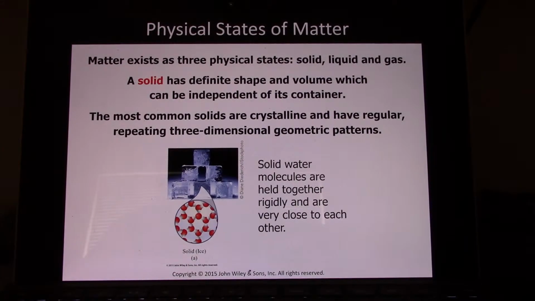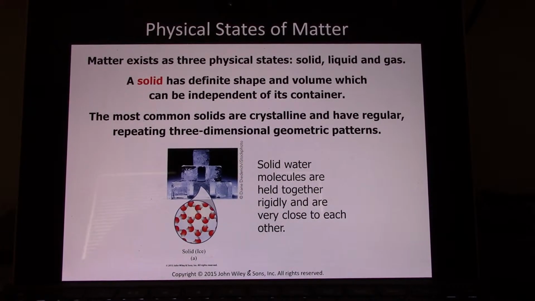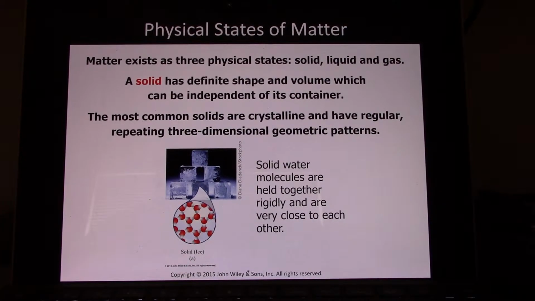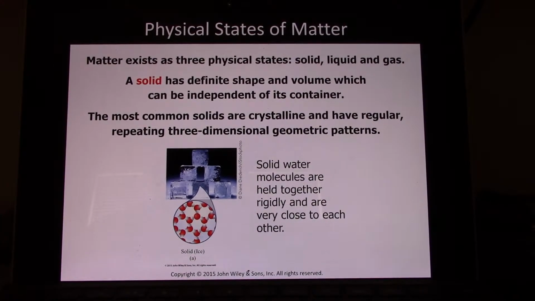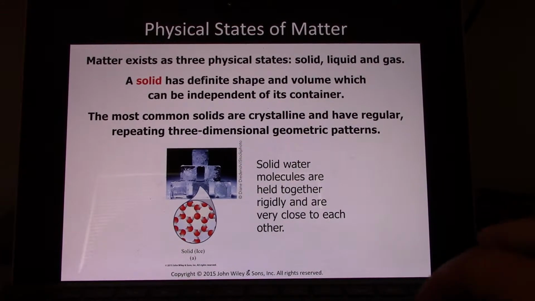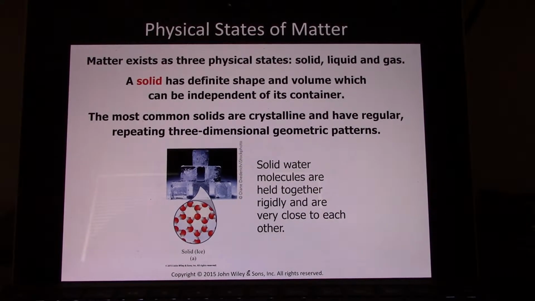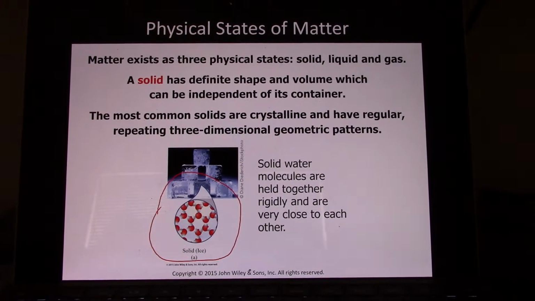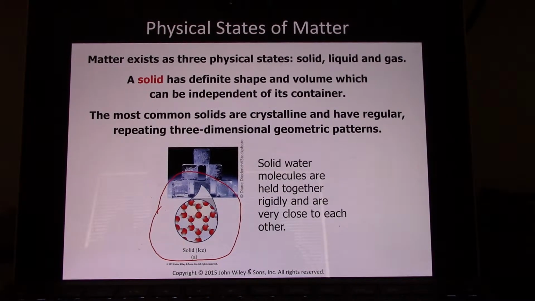So, solids, liquids, and gases. A solid has a definite shape and a definite volume. The intermolecular forces are so strong that the molecules hold together and hold their shape. And so here we see ice. Ice is a crystalline solid. There are two types of solids, crystalline and amorphous. In a crystalline solid, as we can see over here, it forms a regular repeating three-dimensional lattice, and that is a crystalline solid.